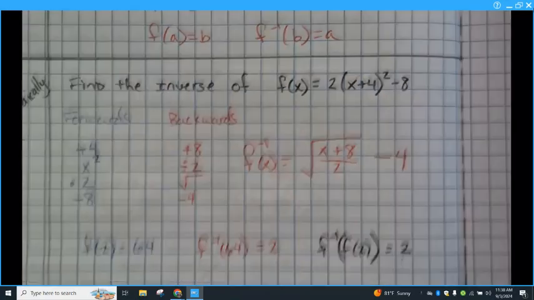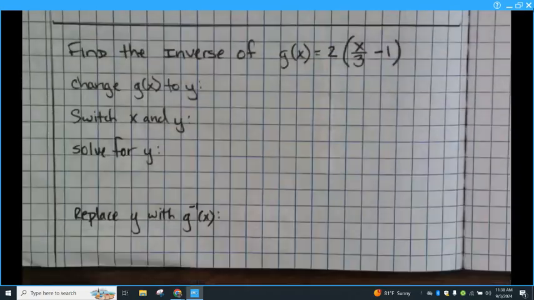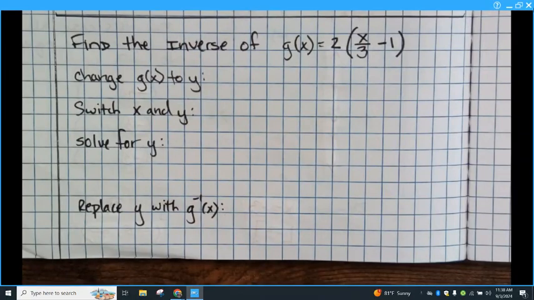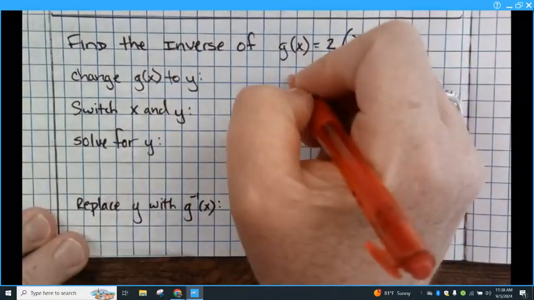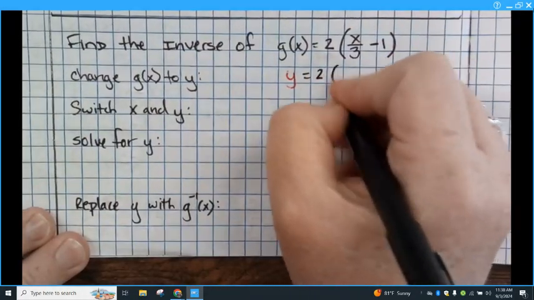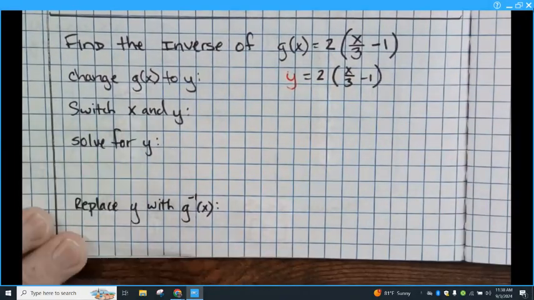Okay, second one. These are the steps, and we're going to go through them. So find the inverse of g of x is equal to 2 times x divided by 3 minus 1. So to do this algebraically, this is the way we're going to switch x and y if you're more comfortable with this way. I like to put both of them in the notes. So the first step is to change g of x to y. So g of x is going to become y, and that's equal to 2 times x divided by 3 minus 1. Our second step is to actually switch x and y.